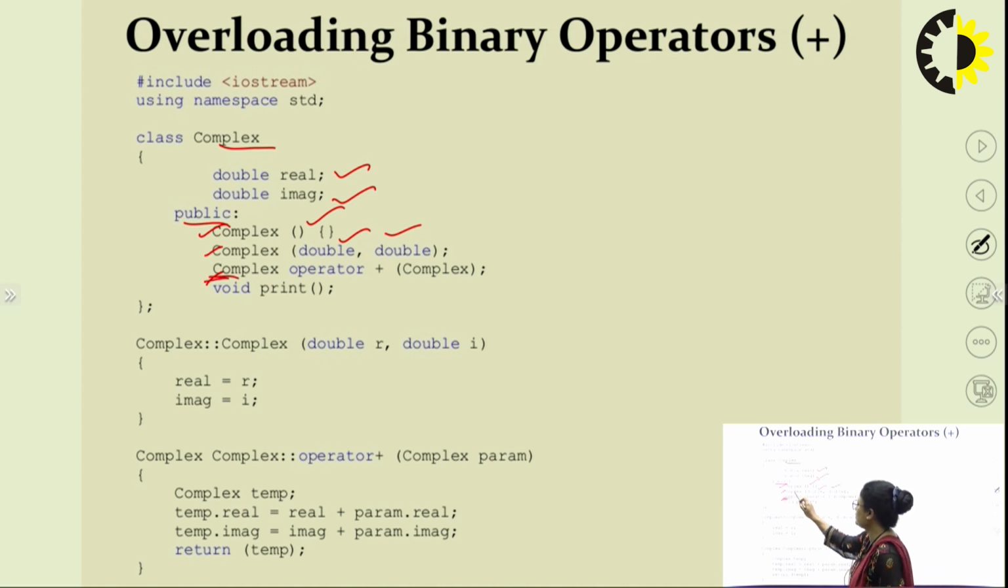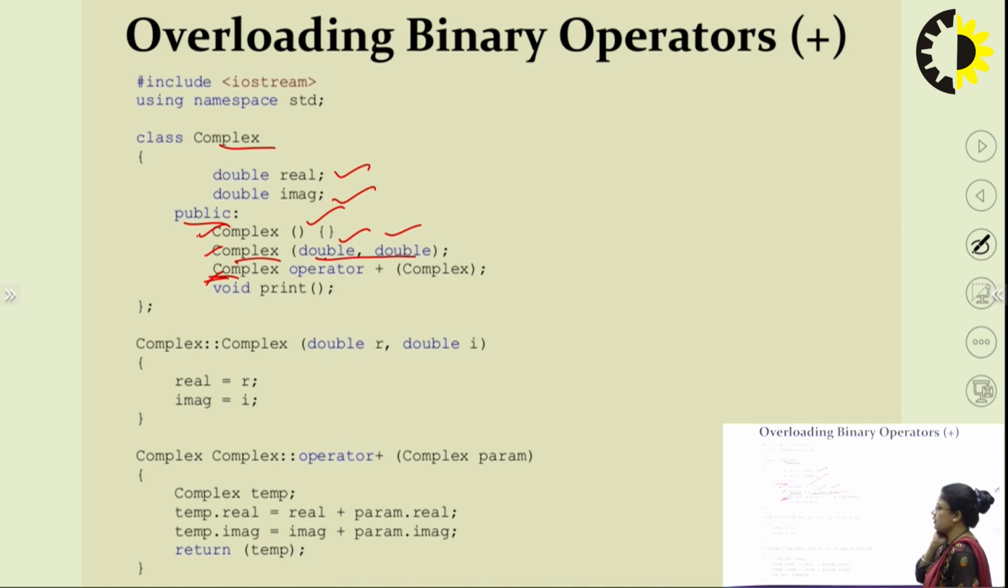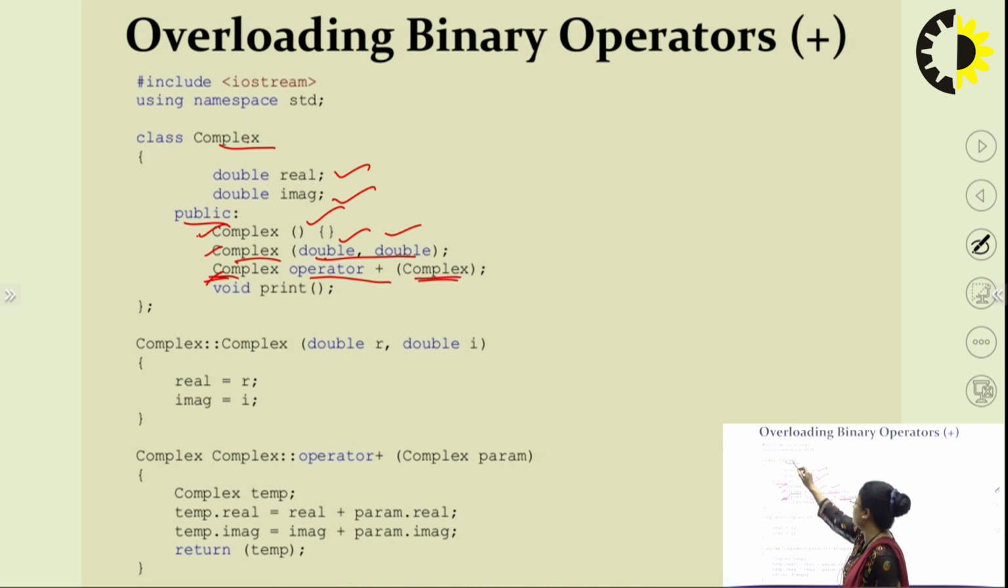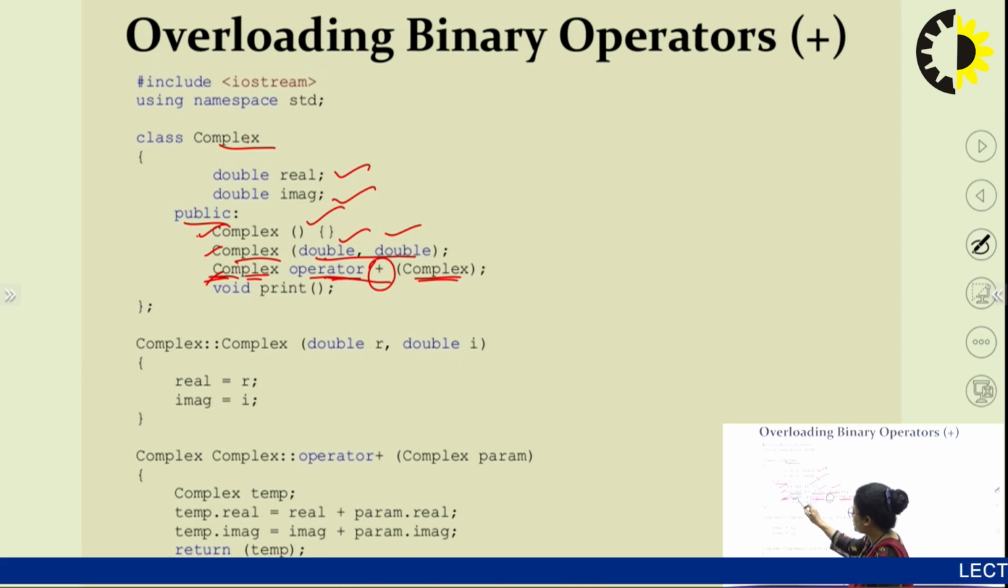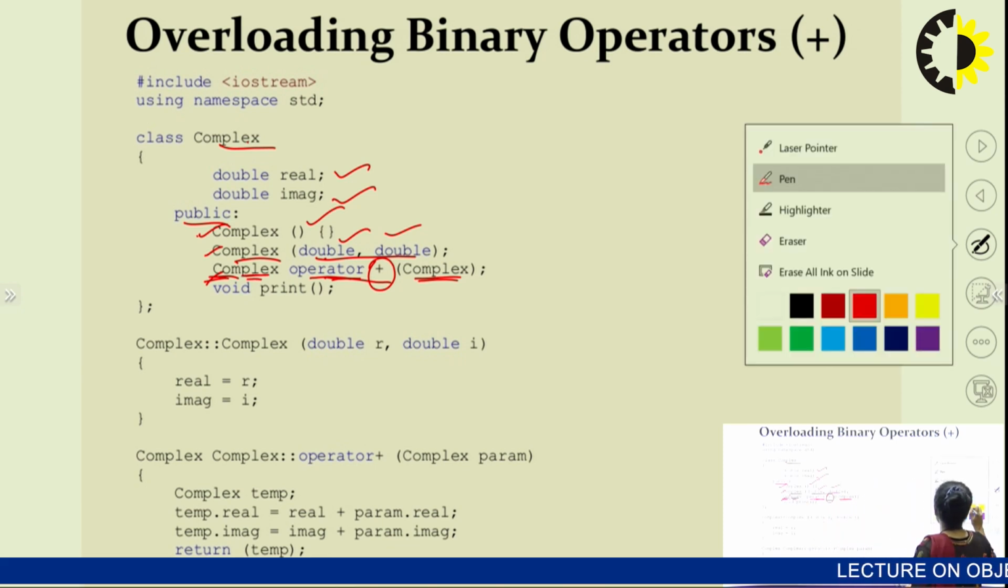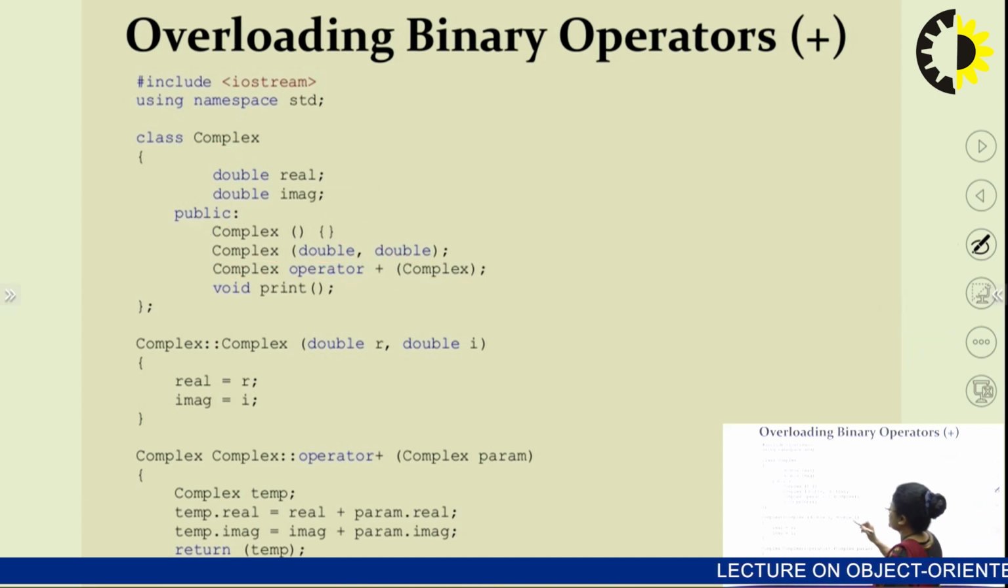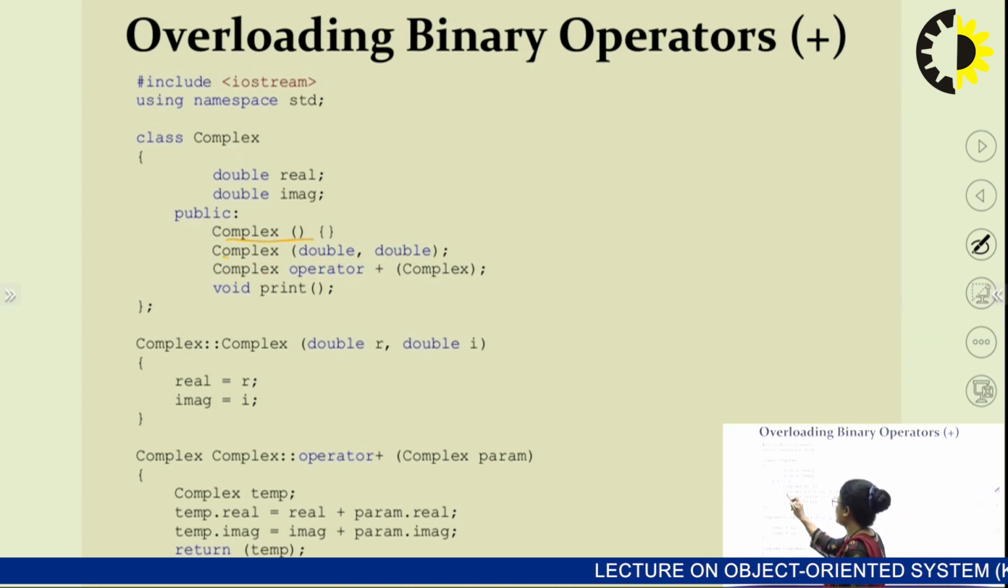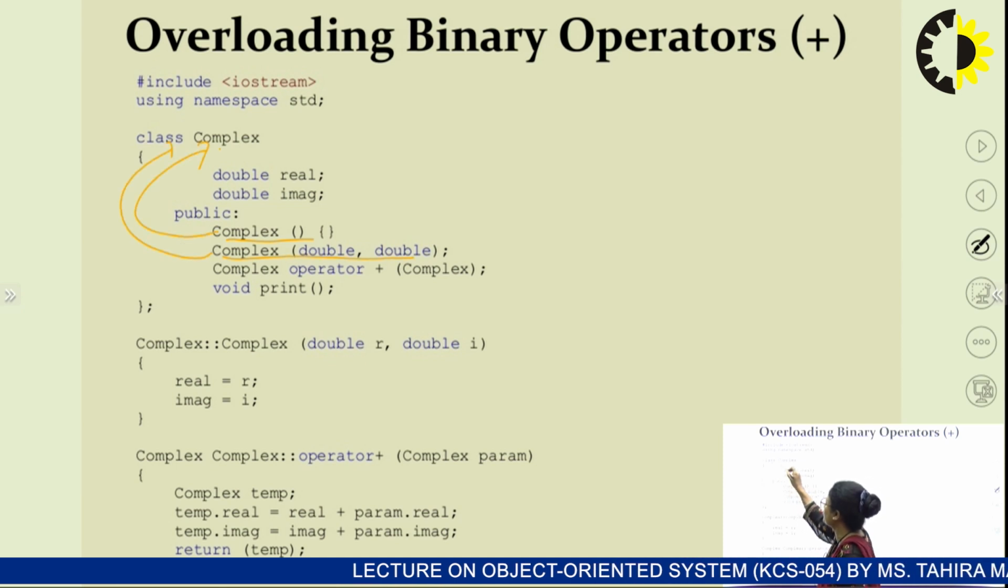The first two are constructor functions. The second one is a constructor function where we are passing two double arguments, and the third one is an operator function where we are passing one argument which is an object of type complex. The operator that we want to overload is plus, and this function returns an object of type complex. So we have two constructors, complex with no arguments and complex with two arguments. Why are these two constructors? Because both these functions have the same name as the class.